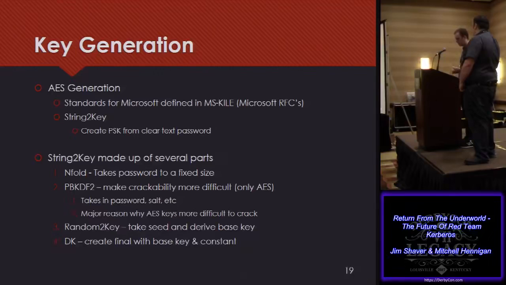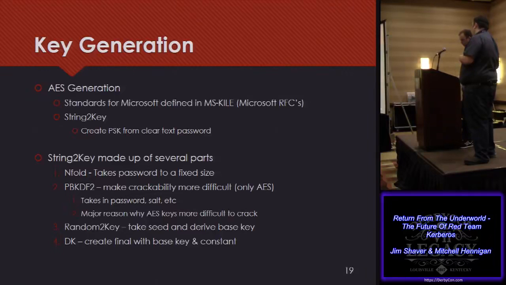But it's really made up of only 4 parts here. So the first part, nfold, is again going to take that password to a fixed size. And then the PBK df2 function is really the heart of AES. This is what's going to make AES more difficult to crack. This is going to take your password, the salt, and then the real part that makes it more difficult to crack is that it's going to put it through multiple rounds of the encryption. So it's not just doing it once, it's going to be doing it 1,000 times.